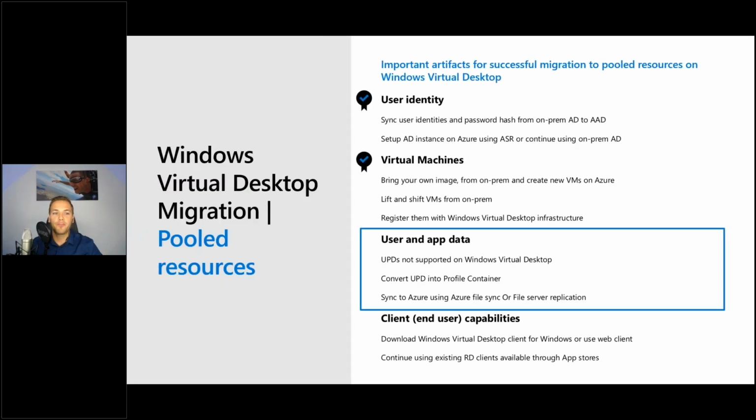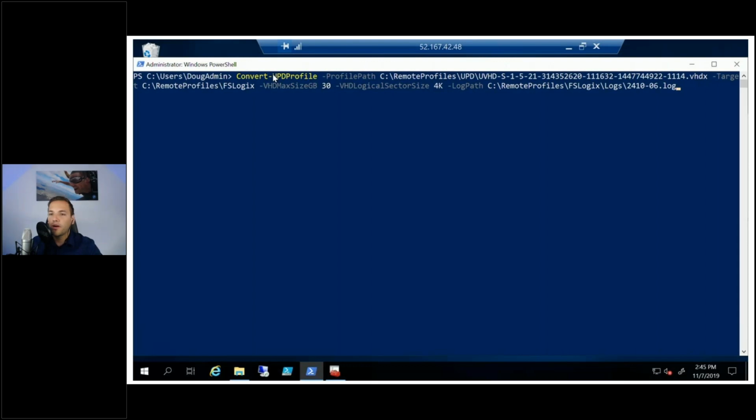So we finished the first two steps. We did the prerequisites, we did the migration assessment of the virtual machines, and now we can do the user and data migration. As part of a migration script that we currently have available, you can migrate your existing roaming profiles or UPD, user profile disk, to the FSLogix component, the FSLogix profile container profile solution that we use as the foundation for Windows Virtual Desktop.